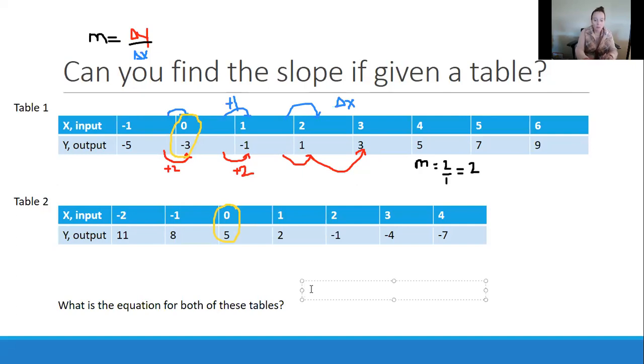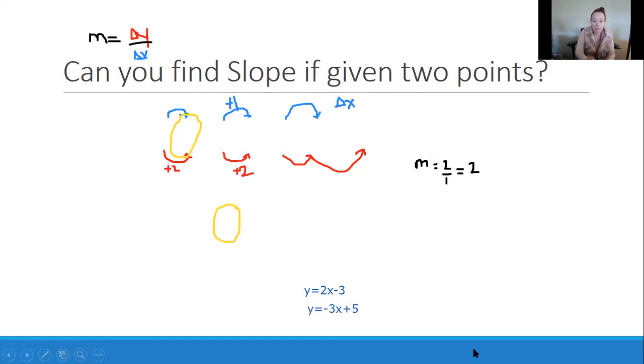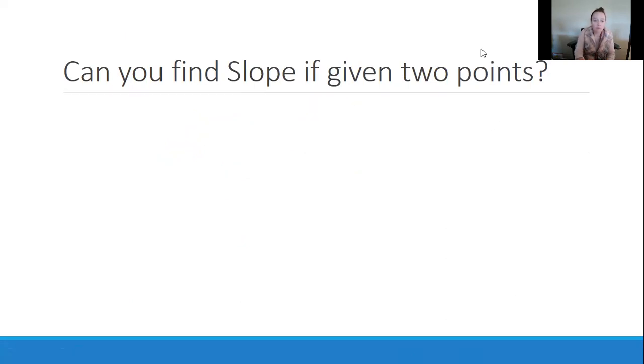So for table 1, we would get y equals 2x minus 3. Let's write out for that second table. So we would get y equals negative 3x plus 5. All right. We got it, guys. Let's see if we can finish this off.